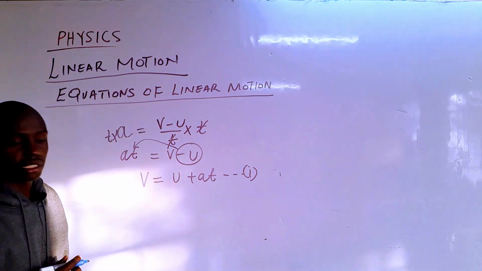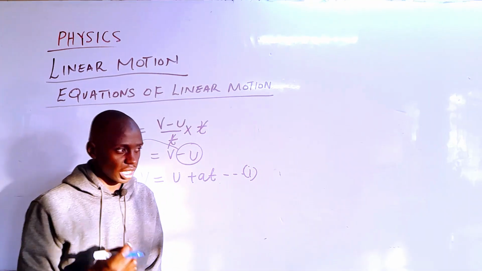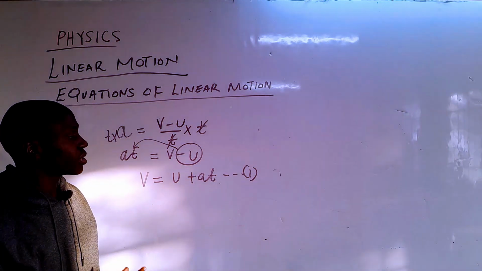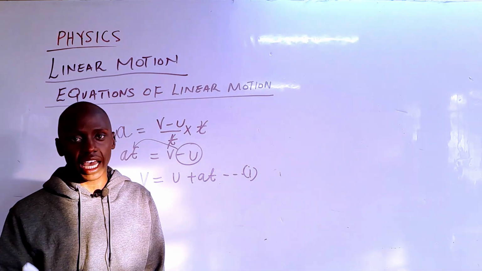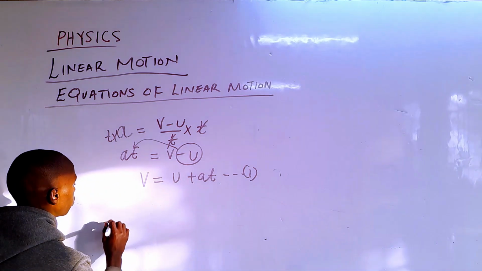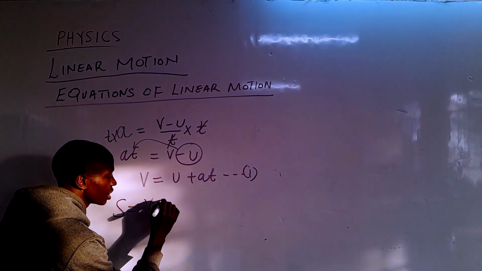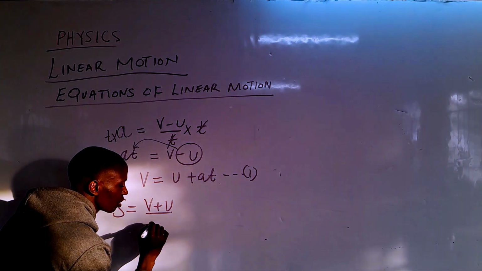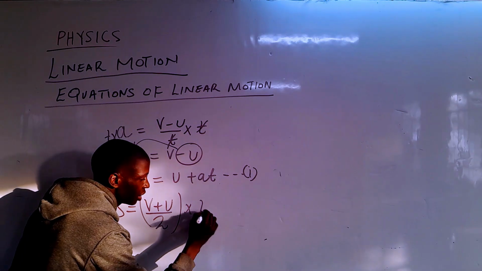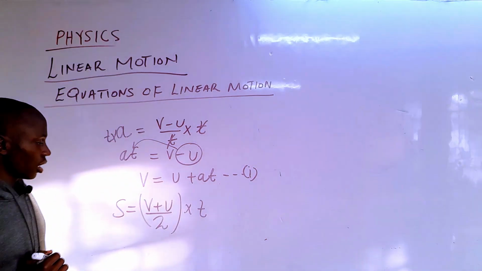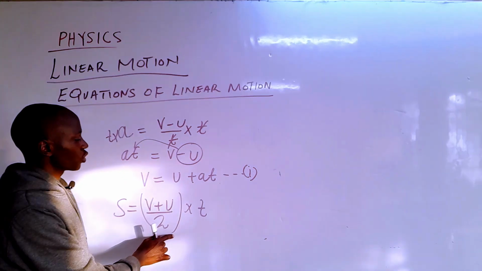When we move to the next equation, that is the second equation of linear motion, it will deal with the displacement, in that displacement is given by the average velocity multiplied by the time taken. So here we take that displacement s equals the average velocity, which is the final velocity plus the initial velocity, divided by 2, multiplied by t. We are going to use this to find the second equation of linear motion.